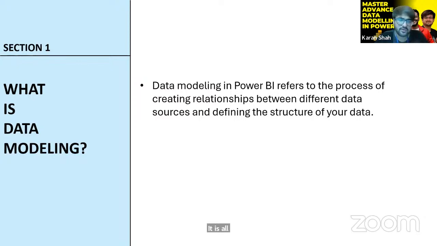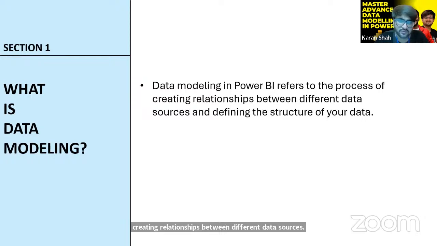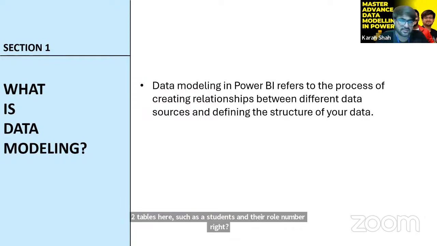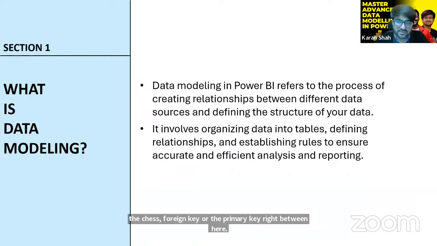So if I give you a very bookish type of definition for data modeling, it would be: data modeling in Power BI refers to the process of creating relationships between different data sources and defining the structure of your data, right? Whenever we take two tables, for example, let me consider two tables here, such as students and their roll number, we can consider these two tables as two different entities, and we can create a relationship such as foreign key or primary key between them. Now, this is a basic definition of data modeling.